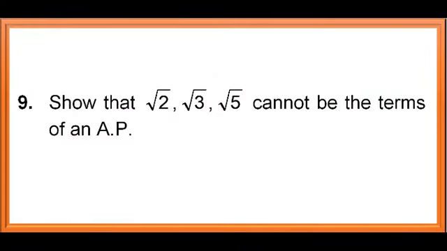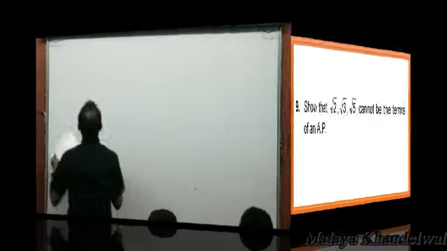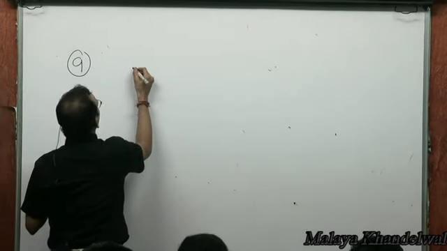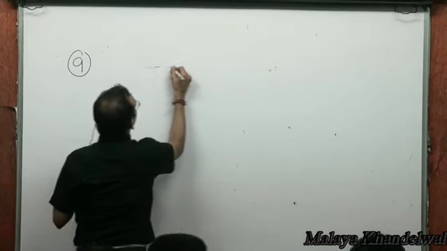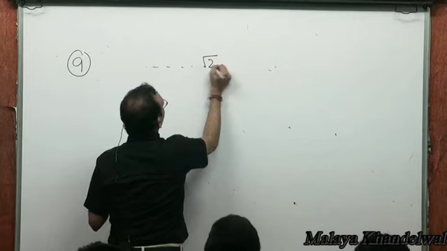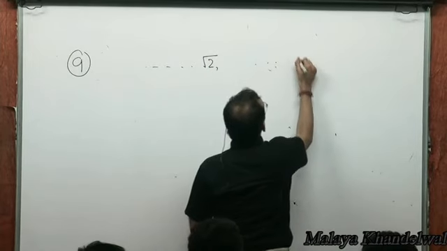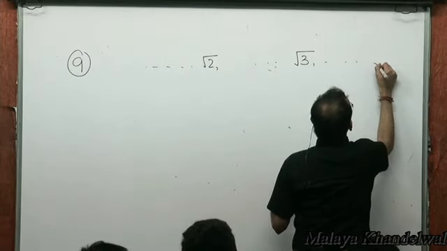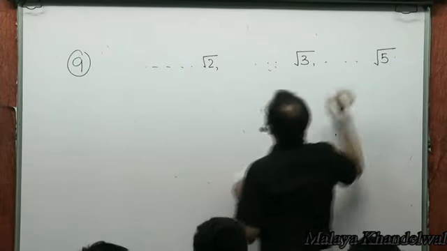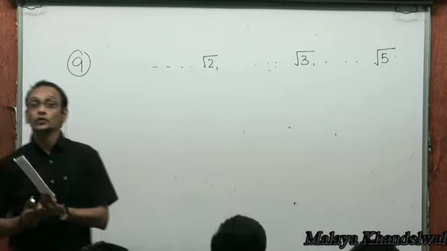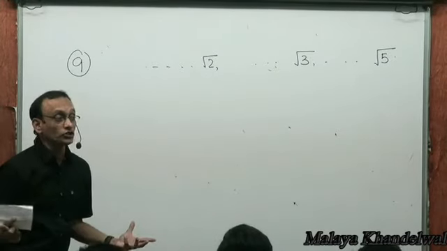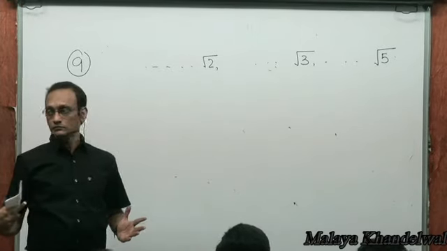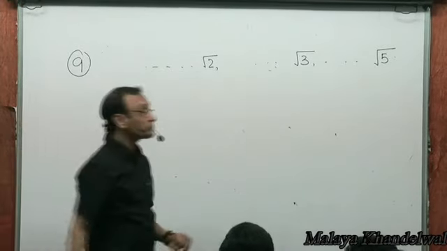Number 9. Okay. Here we have an AP with some terms, and I claim that there cannot be a term which is root 2, and a term root 3 somewhere, and a term root 5 somewhere. There does not exist an AP with 3 terms along the AP being root 2, root 3 and root 5. Such an AP does not prevail.